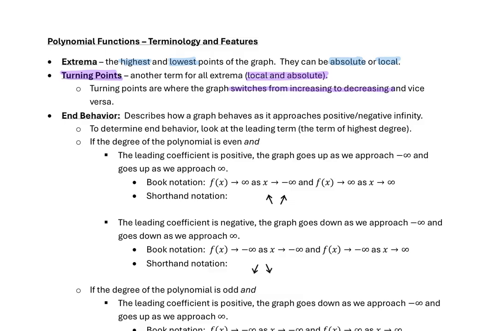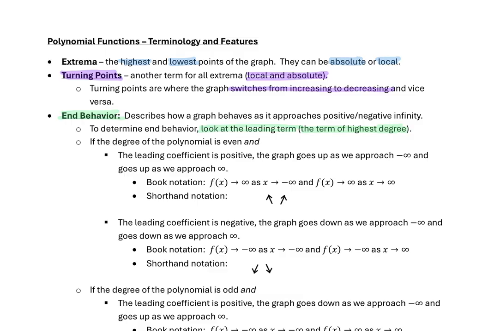All right, so these are things that we've already talked about. The next thing that we are going to talk about is end behavior. End behavior basically tells us what happens to a graph as it approaches positive or negative infinity, what happens on the far edges of our function. In order to determine end behavior, we want to look at the leading term, and remember that this is the term of highest degree.